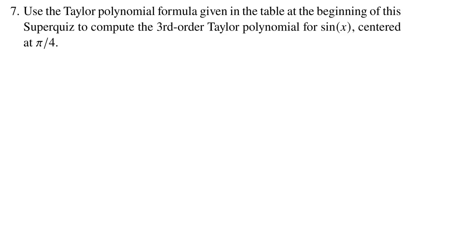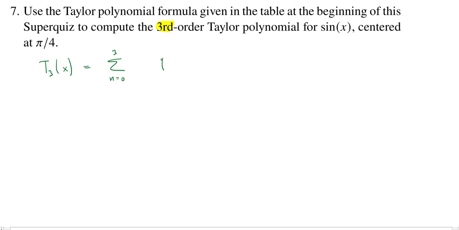So we're given the formula for the Taylor polynomial, so let me write that down for us. If we're looking for the kth order, then this would be t sub k. Since this is the third order, this will be t sub 3. And this is going to be a sum. N will go from 0 up to, in this case, 3.